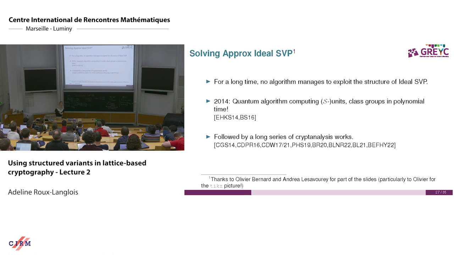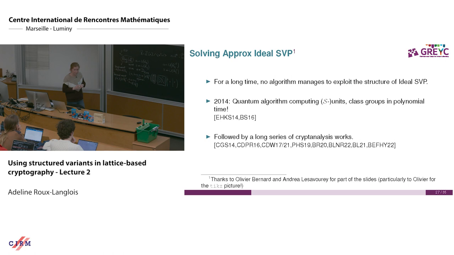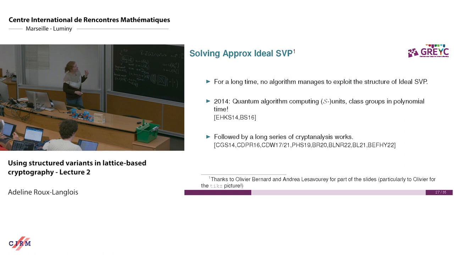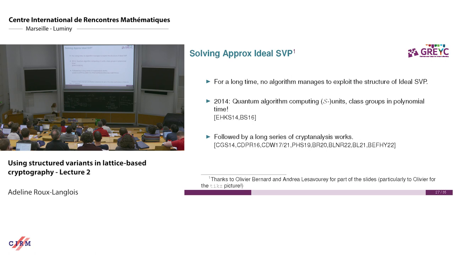The link with what we did before is the fact that it's the one we want to start to attack, but as I said, it does not have impact on the security of the schemes, right? For a long time, there was nothing. And then in 2014, there was an idea to compute with a quantum computer, so with a quantum algorithm, some elements like S-units and class group in polynomial time. And this was the start of a long series. Sorry, I wanted to write all the authors, but I will do it for the final version of the slides. A long series of cryptanalysis work exploiting this idea that you can have, with a quantum algorithm, some elements in polynomial time, and it will give some better algorithms. So that's what we will see quickly today.